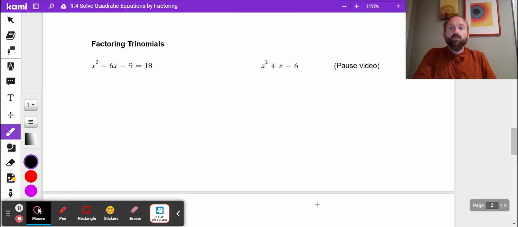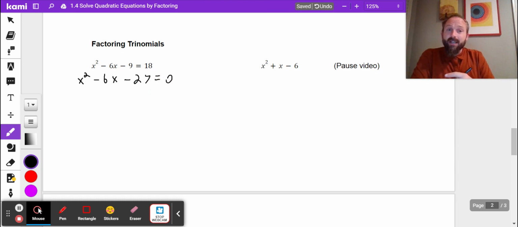So what I'm going to do is I'm going to want to pull this so to make it equal to 0. So if I minus 18, I should get x squared minus 6x minus 27 is equal to 0. Once I pulled everything to one side, now I'm going to figure out what times what equals -27 and what times what equals -6.